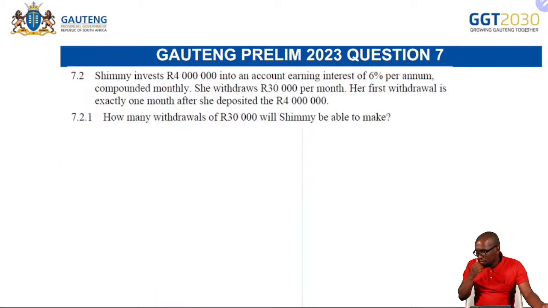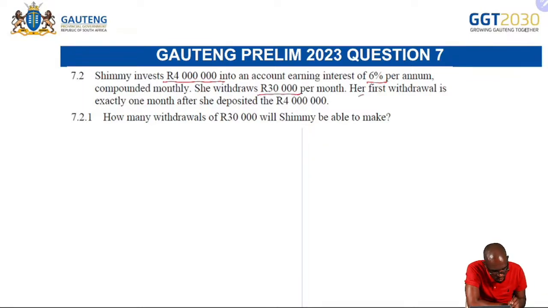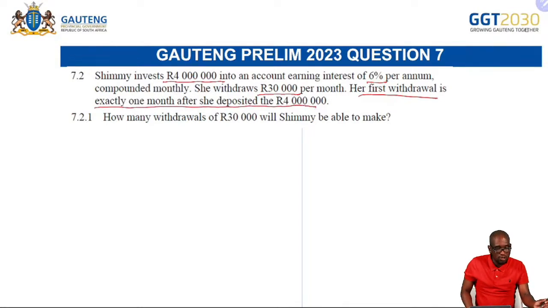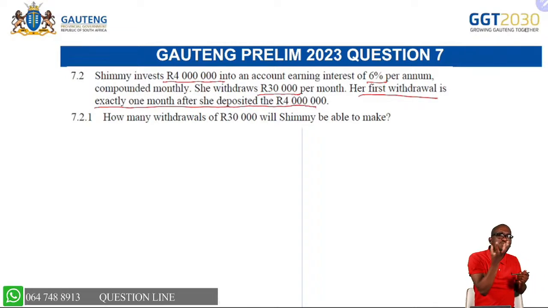We move on. 7.2, it's the Shimi problem. Shimi invests 4 million into an account earning an interest of 6% per annum compounded monthly. She withdraws 30,000 per month. Her first withdrawal is exactly 1 month after she deposited the 4 million. You see, now they are talking about the money that Shimi invests, and then Shimi is going to withdraw that money. That's very, very important.